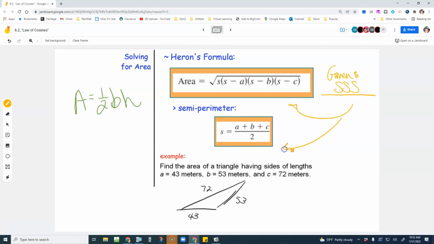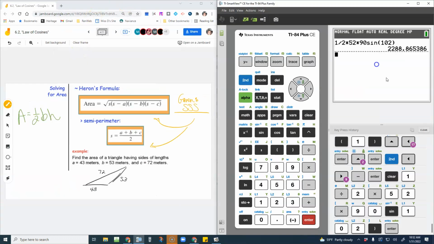But be careful. It's not just one formula, it's 2. I need the semi-perimeter, which is A plus B plus C over 2. I need that semi-perimeter, and I need it plugged in. But once I have my 3 different side lengths, well, I can do a few different things.